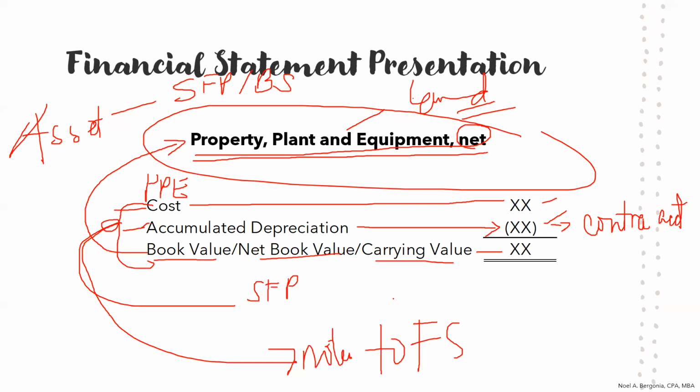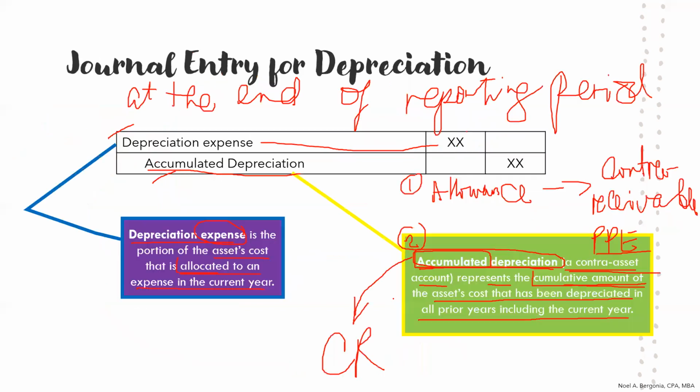By the way, before I leave this, I forgot to tell you that for our journal entry for depreciation, if you will recall our discussion of the introduction to adjusting entries, it needs to have at least one nominal and one real account. So which one is the nominal here?